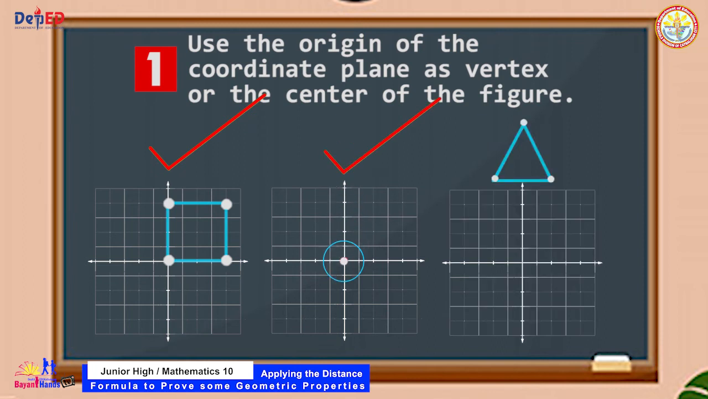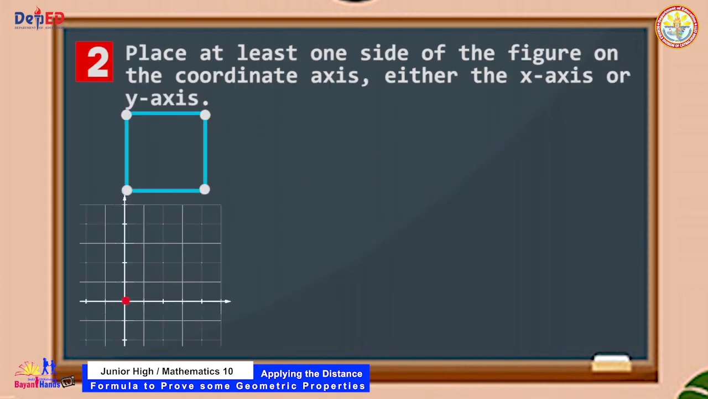Remember, drawing your figure like this in the Cartesian plane is a no in making proofs. It is because none of these vertices coincide with the origin. Number 2. Place at least one side of the figure on the coordinate axis, either the x-axis or the y-axis.